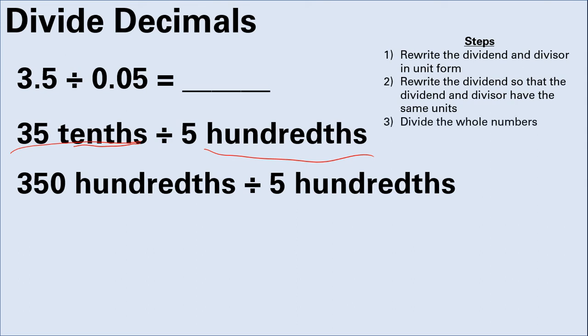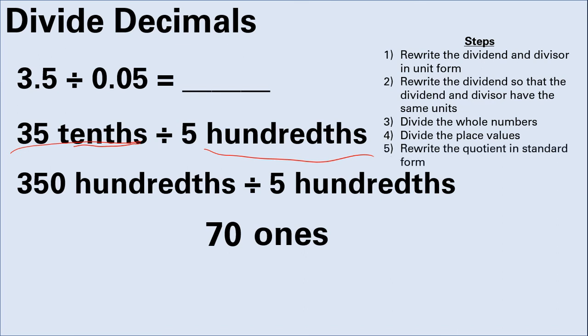Now that we have the same units or the same place values, we're going to divide whole numbers. 350 divided by 5 equals 70. Next, we're going to divide the place values. Hundredths divided by hundredths equals ones. Finally, we're going to rewrite the quotient in standard form. 70 ones equals 70. So 3 and 5 tenths divided by 5 hundredths equals 70.